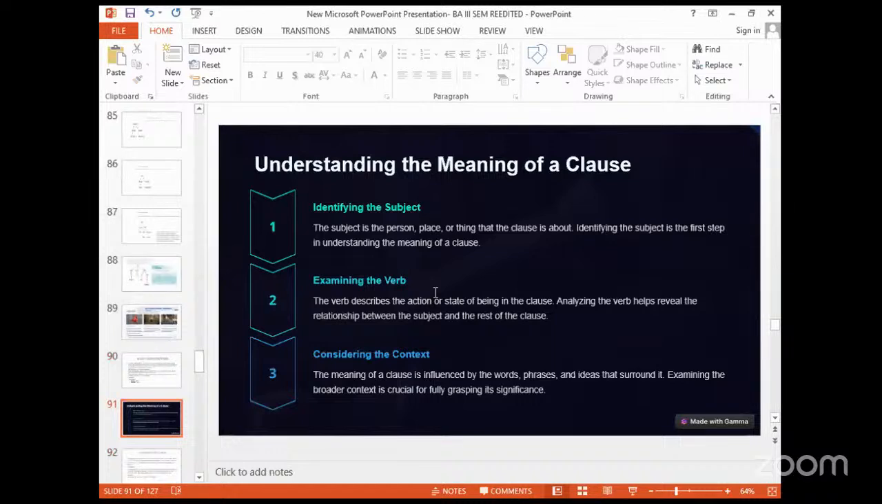So let us quickly break it up into subject, verb, and context. That is understanding the meaning of a clause. Clause is nothing but a sentence, right? The subject is the person, place, or thing that the clause is about. Identifying the subject is the first step in understanding the meaning of a clause. Then the verb describes the action or state of being in the clause. Analyzing the verb helps reveal the relationship between the subject and the respective clause. Considering the context, the meaning of a clause is influenced by the words, phrases, and ideas that surround it. Examining the broader context is crucial for fully grasping its significance.